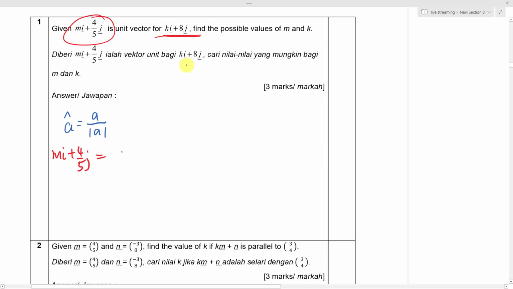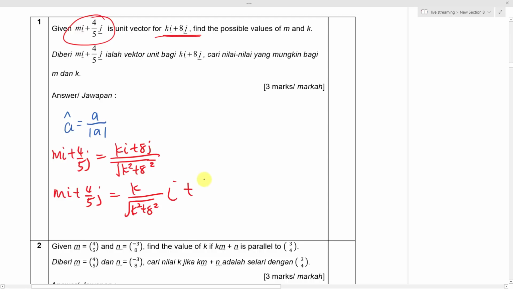Alright, it's a vector of this one. So this is the vector (ki + 8j) over the square root of k squared plus 8 squared. Yeah, okay, this one is correct. So I will do exactly what I did just now: mi + 4/5 j equals k over the square root of k squared plus a squared i plus a over the square root of k squared plus a squared j. Alright, then I will compare the j here.